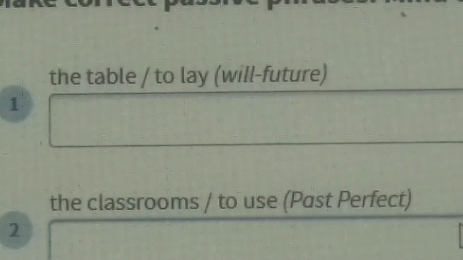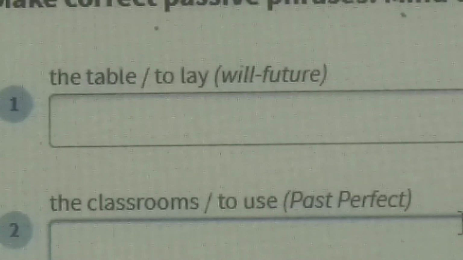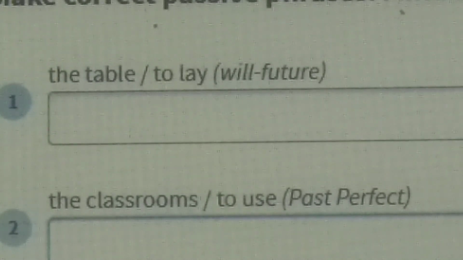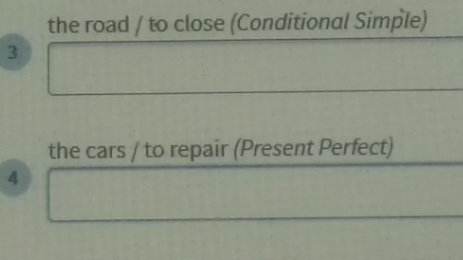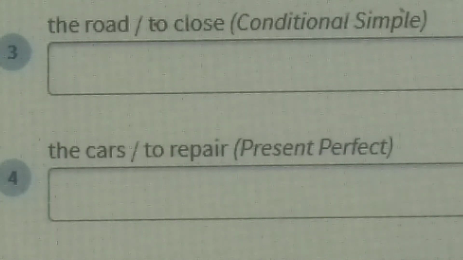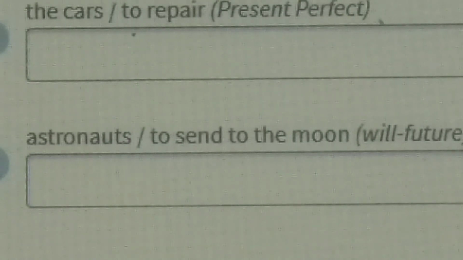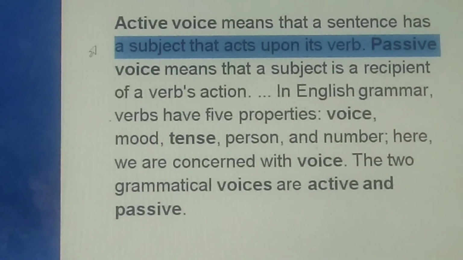Then you have to make correct passive phrases. This type you have done already. You have the third one, the fourth one. Are you writing, children? Very good. That's the fifth one. Come on, do it.